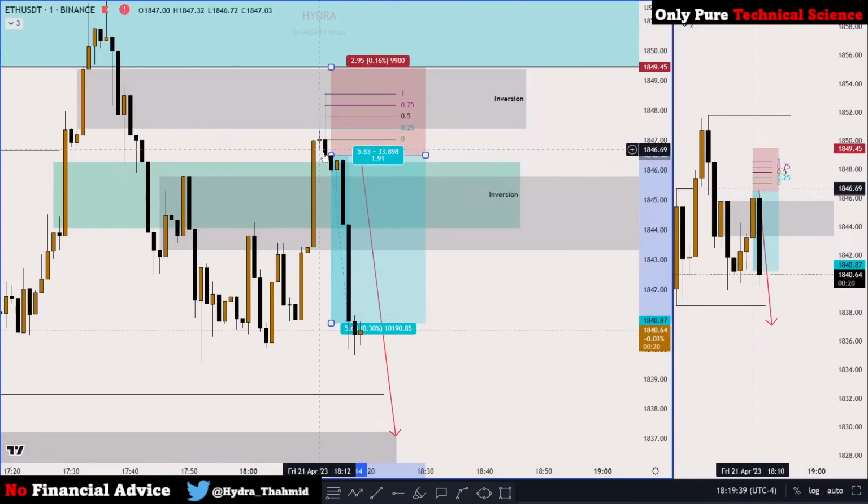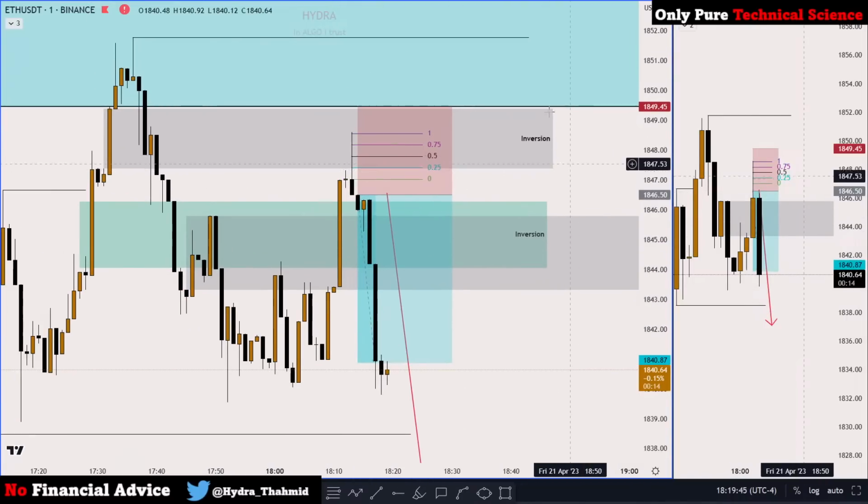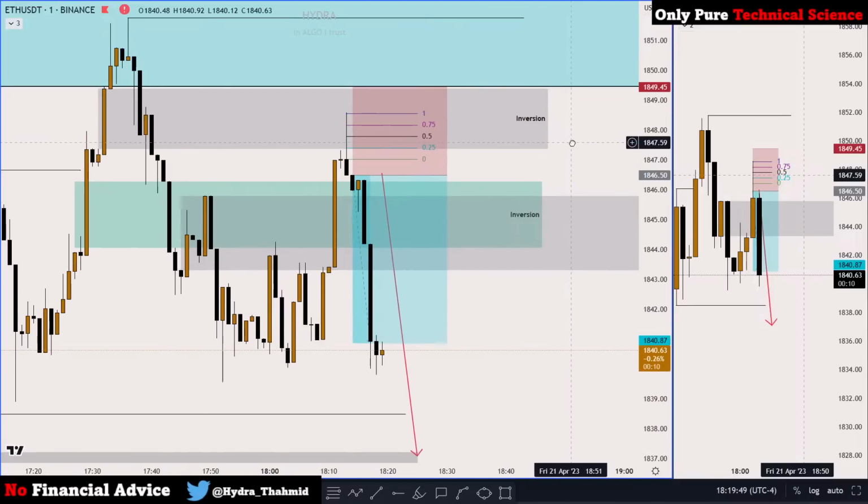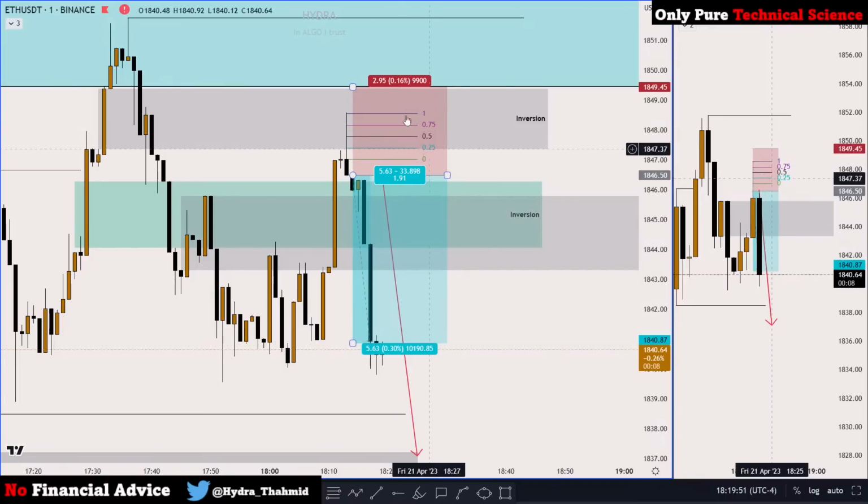I told you when price was here, right? I told you that I want to see price remain heavy towards the sell side because it got rejected from this inversion fair value gap. Do you guys see how I use the inversion in front of you live?